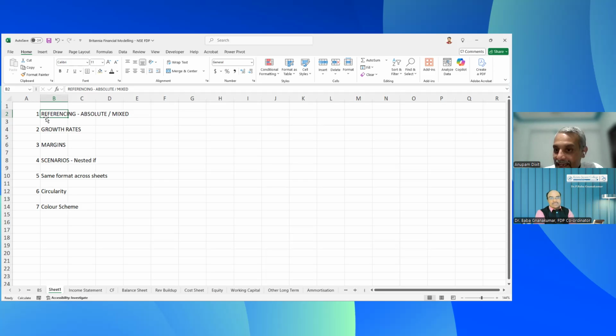So referencing is important. Within referencing, absolute and mixed referencing, right? Where we put a dollar sign. If one understands where to put the dollar sign, that makes the worksheet very efficient. It saves so much time if we understand when we need to put the dollar sign in front of a row, when we need to put the dollar sign in front of a column, right?